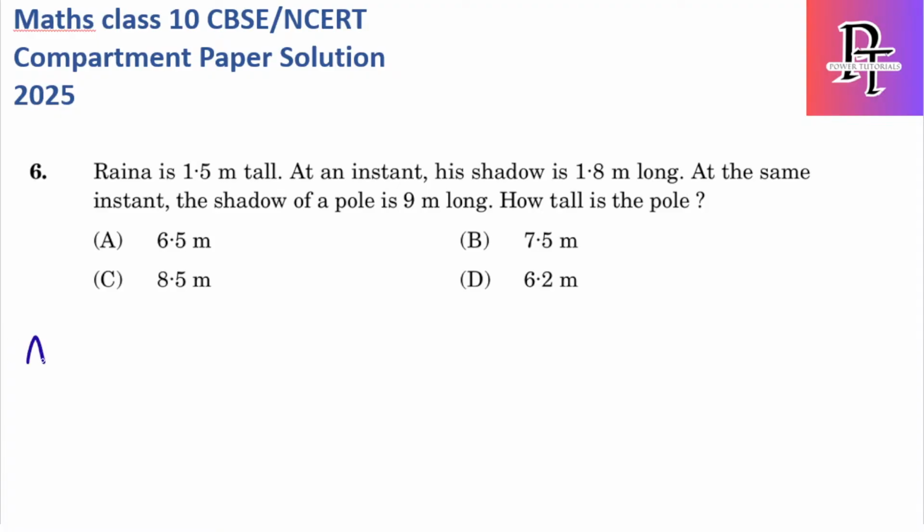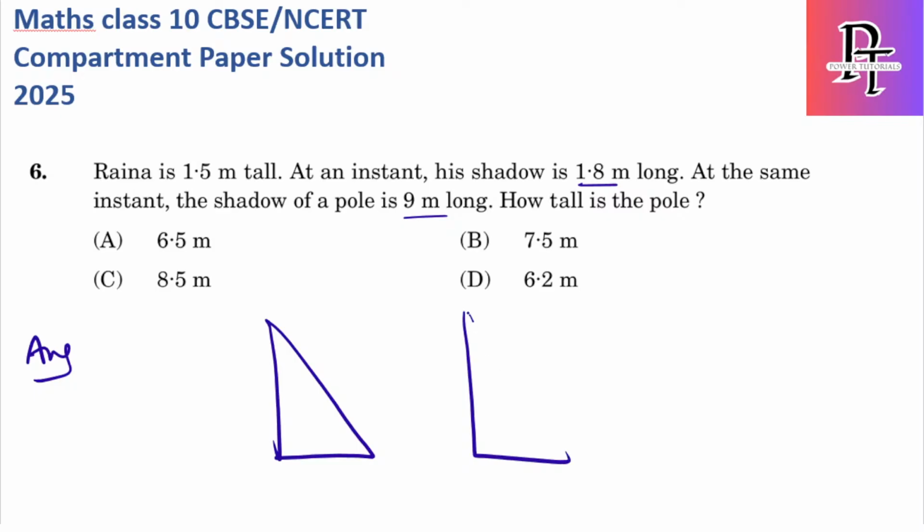Raina is 1.5 meters tall. At an instant, his shadow is 1.8 meters long. At the same instant, the shadow of a pole is 9 meters long. How tall is the pole? This is a heights and distances question, and you just have to relate two triangles, then you can easily solve it. First, Raina is 1.5 meters tall, and his shadow is 1.8. What about the second one? The pole's shadow is 9 meters. Then we need to get the height.